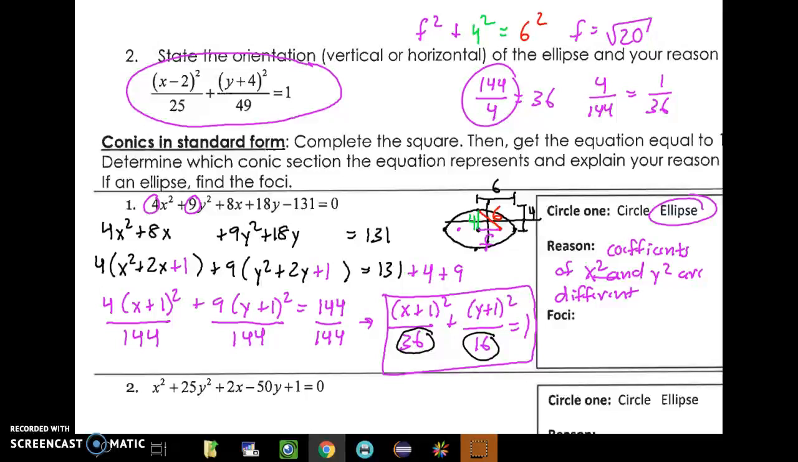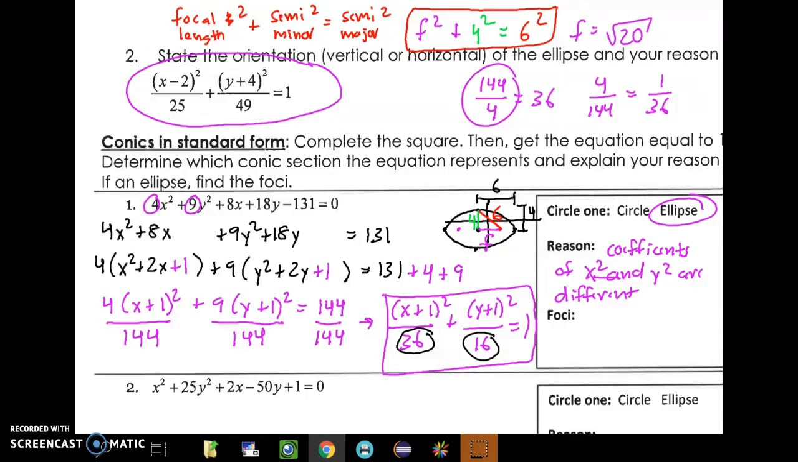And so I wrote this equation down right at the end of the last video: f squared plus 4 squared equals 6 squared. It all comes from this relationship in the ellipse that the focal length squared, and I'm going to write this down because some of you like formulas, the focal length squared plus what amounts to being the semi-minor axis length squared always gives us the semi-major axis squared. And that's all this formula is saying here. So we solved for f here and got that f was the square root of 20.